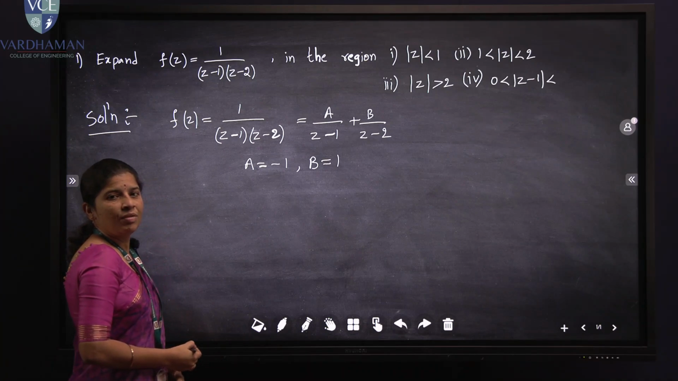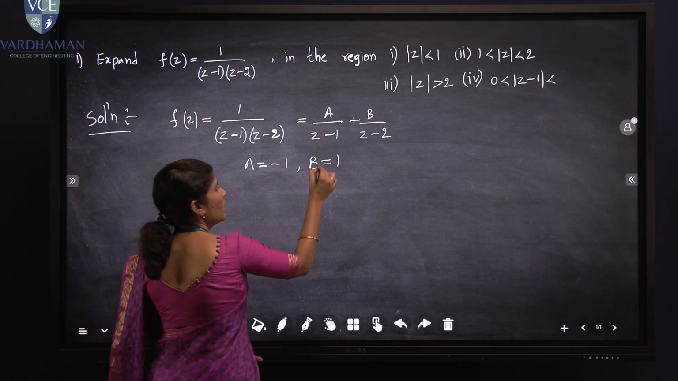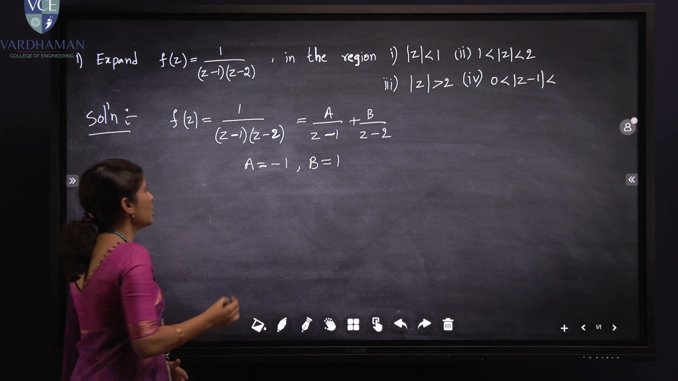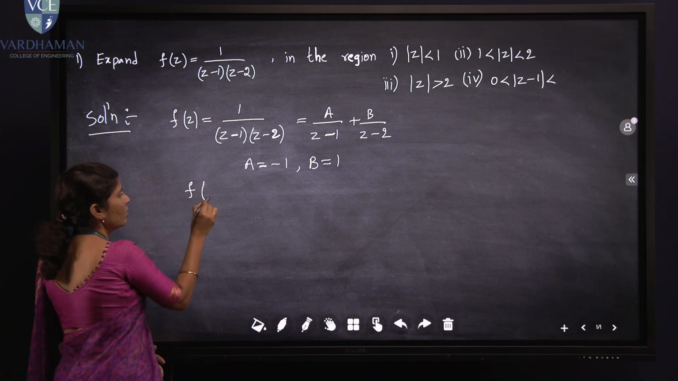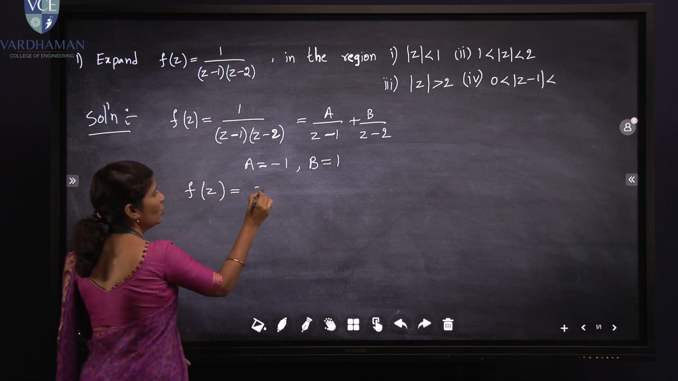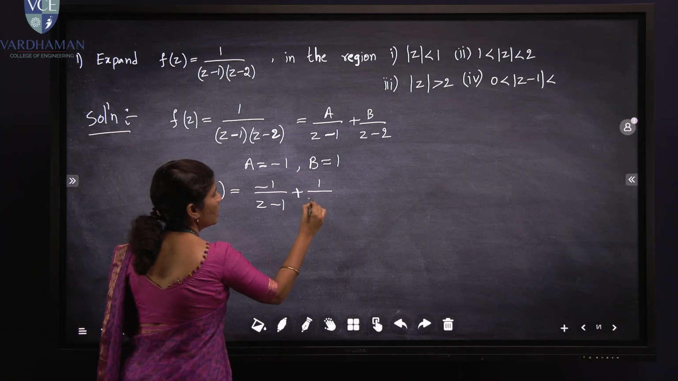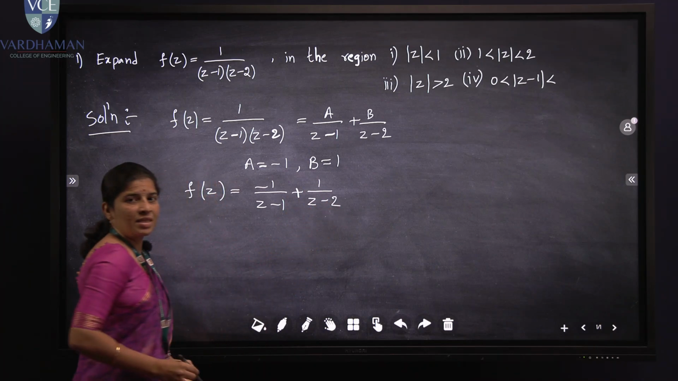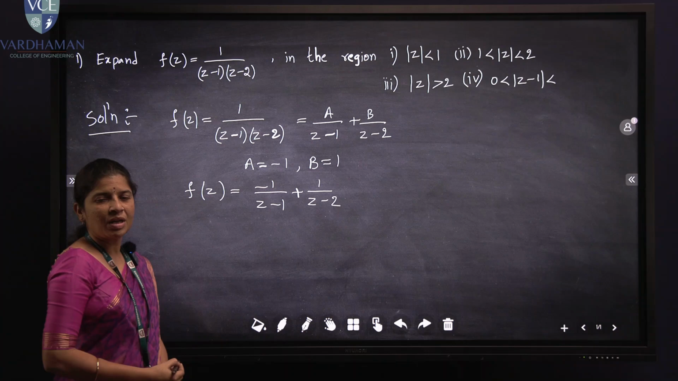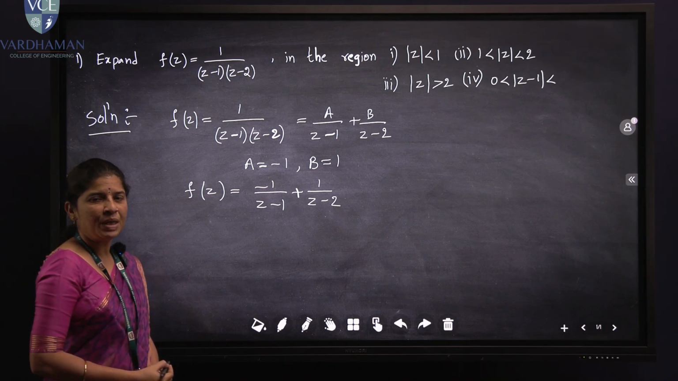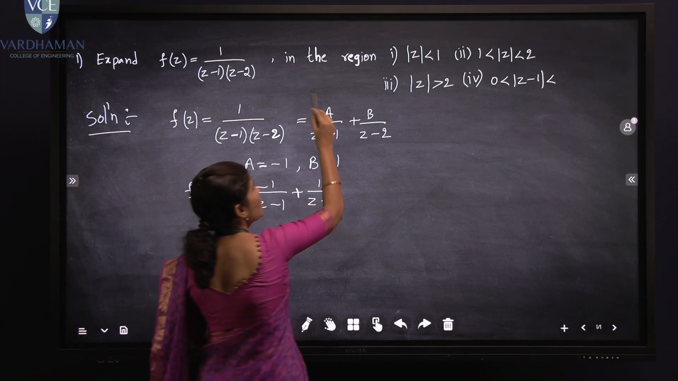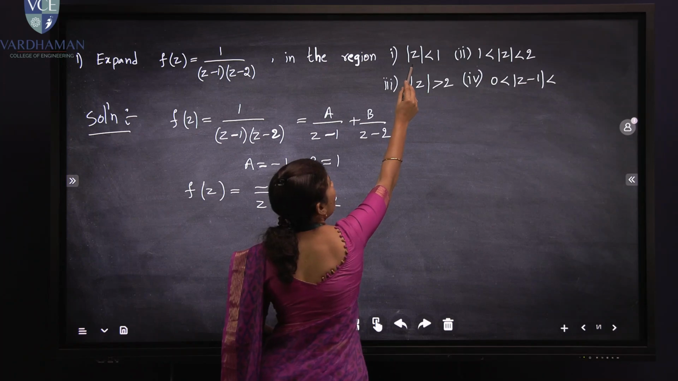Now, I will substitute this a value minus 1 and the b value 1 in the given function, that is, f of z is converted into minus 1 upon z minus 1 plus 1 upon z minus 2. This is the given function, using partial fractions, here I separated. After separating this, we expand this in the form of z.